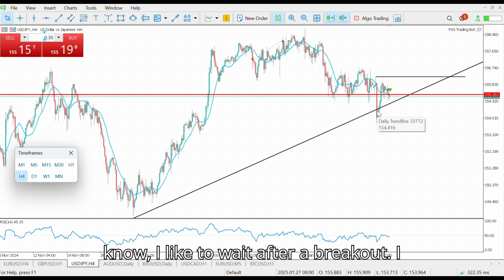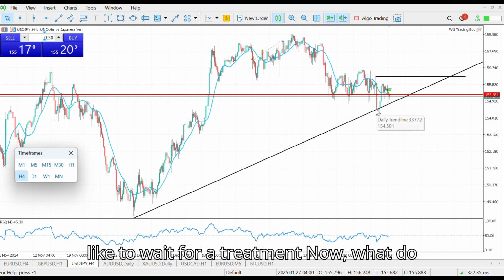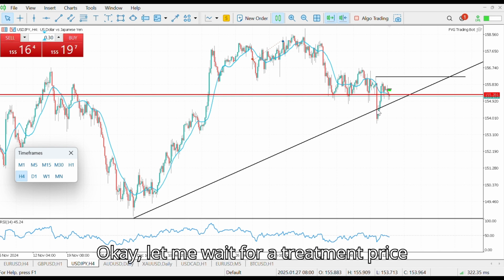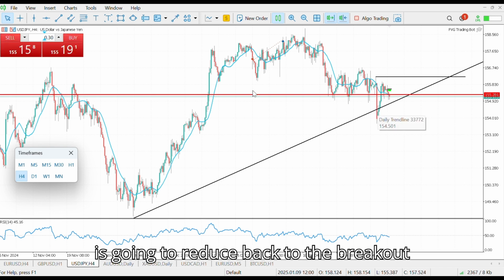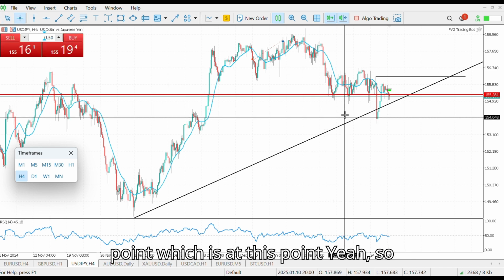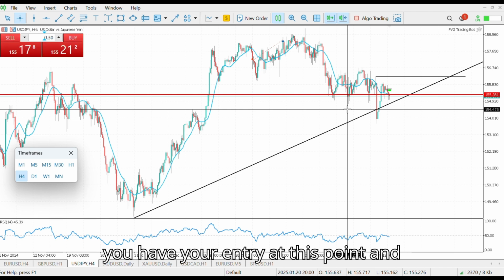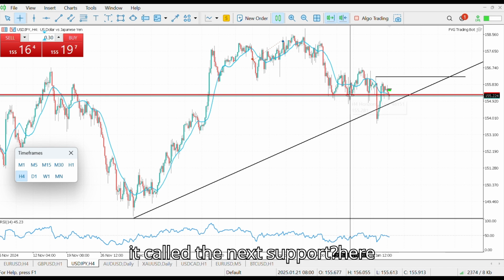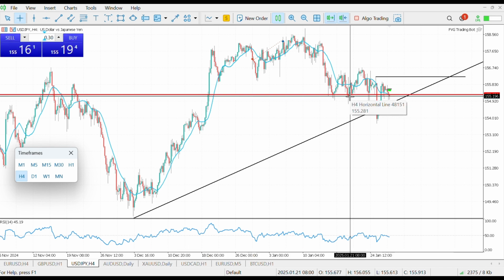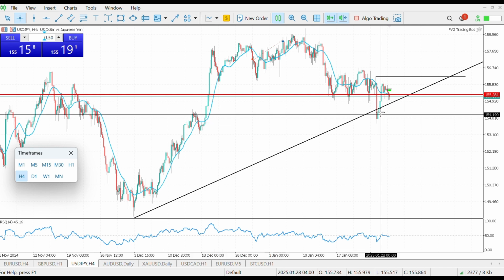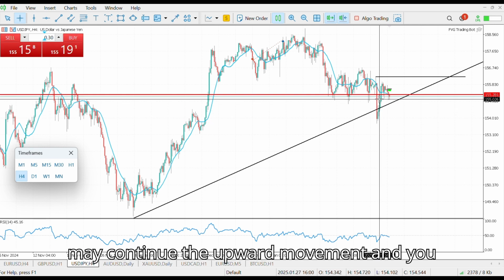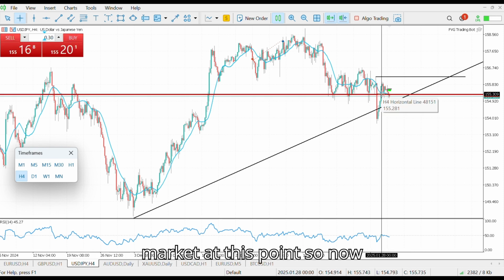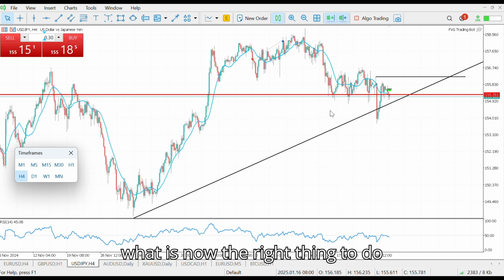And if you're the type that says, no, I like to wait after a breakout, I like to wait for a retracement, price is going to retrace back to the breakout point, which is at this point. So you have your entry at this point, and your stop loss definitely should be reasonable. Stop loss should be at the next support here. And what do you notice? Definitely, price may continue the upward movement, and you also must have been kicked out from the market at this point. So now, what is the right thing to do?